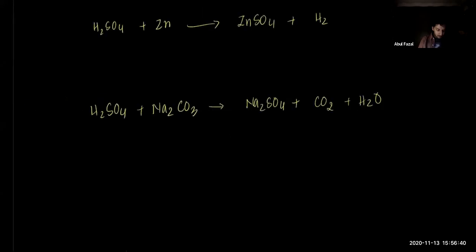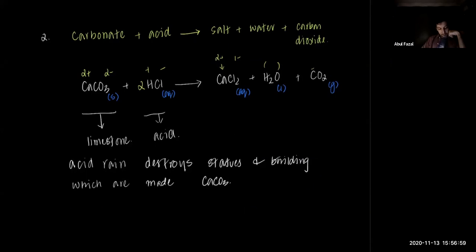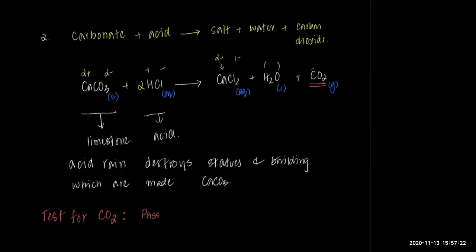Okay. Let me go back here. Carbonates. Carbonate generally is just a white powder if it's in powder form, any carbonate. So what do you do if you want to test for carbonate? You test for the carbon dioxide that's given off. Do you guys know the test for carbon dioxide? The test for it is you pass it through limestone. Not limestone, but lime water.